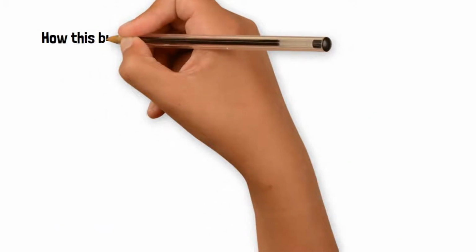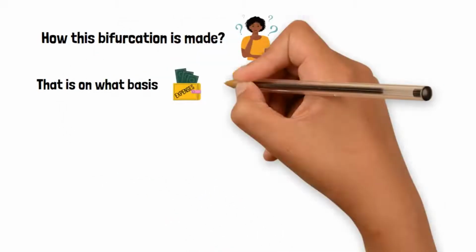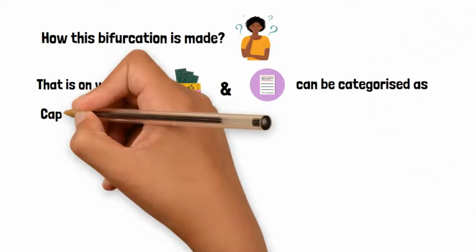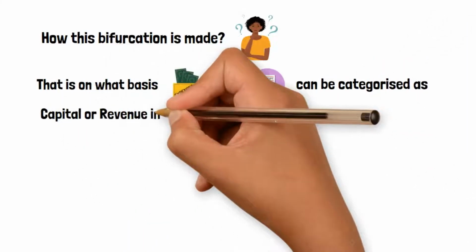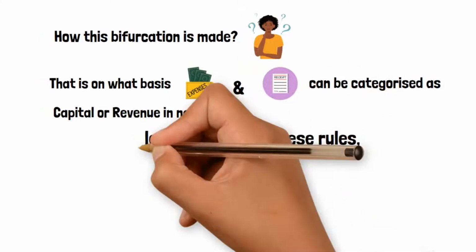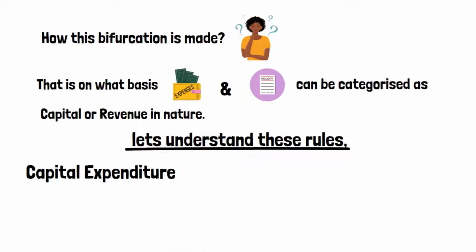How is this bifurcation made? That is, on what basis can expenses and receipts be categorized as capital or revenue in nature? Let's understand these rules starting with capital expenditure.